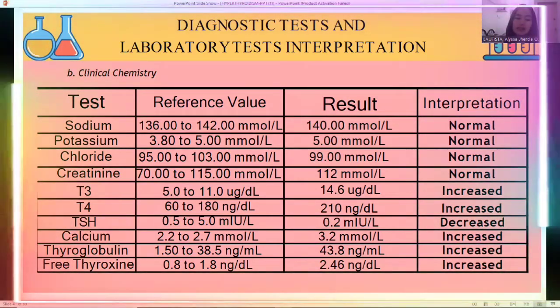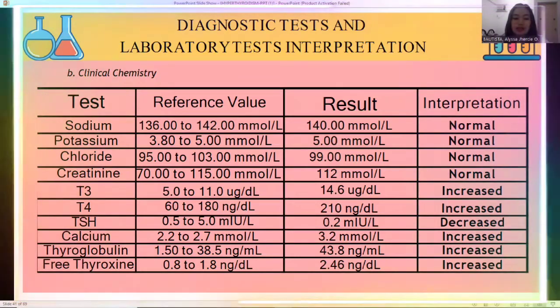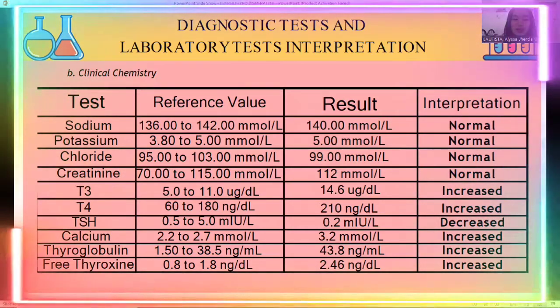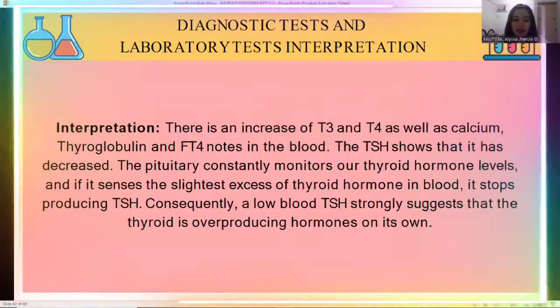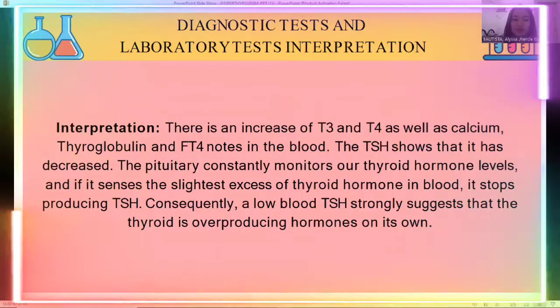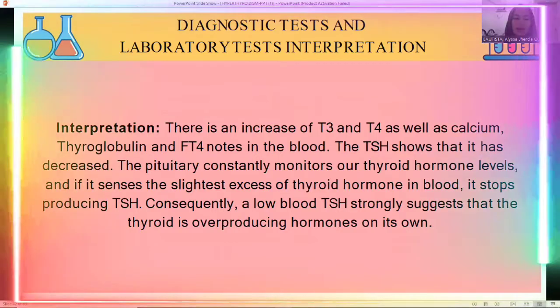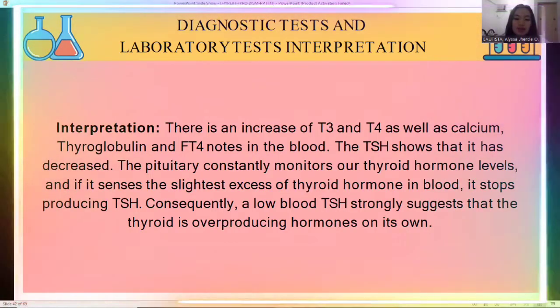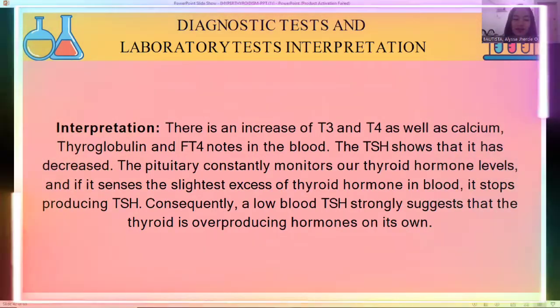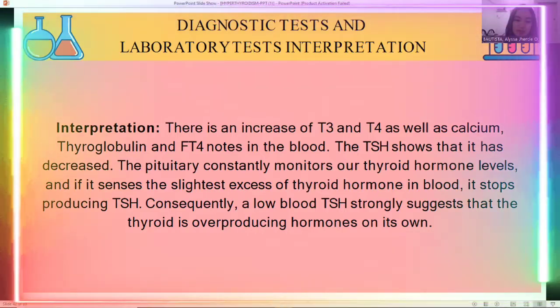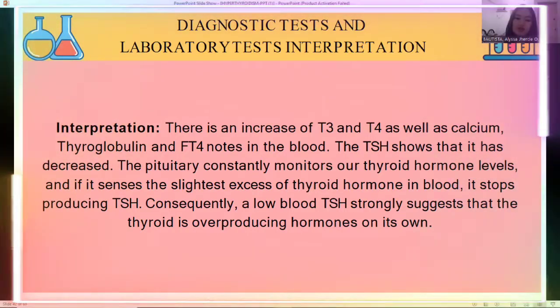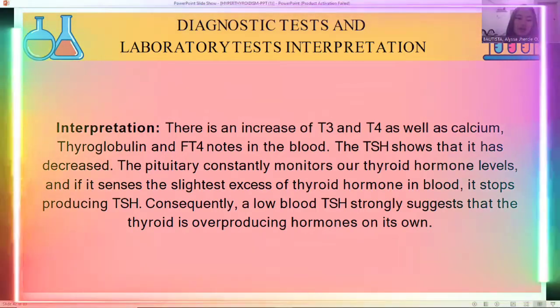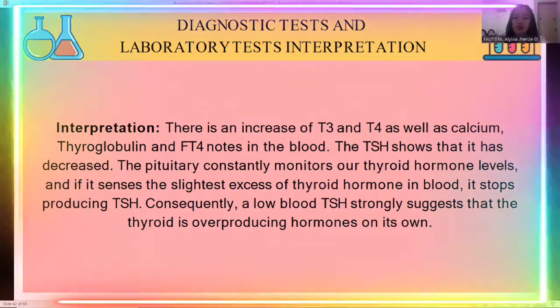There is an increase of T3 and T4 as well as calcium, thyroglobulin, and FT4 in the blood. The TSH shows that it has decreased. The pituitary constantly monitors our thyroid hormone levels, and if it senses the slightest excess of thyroid hormone in the blood, it stops producing TSH. Consequently, a low blood TSH strongly suggests that the thyroid is overproducing hormones on its own.